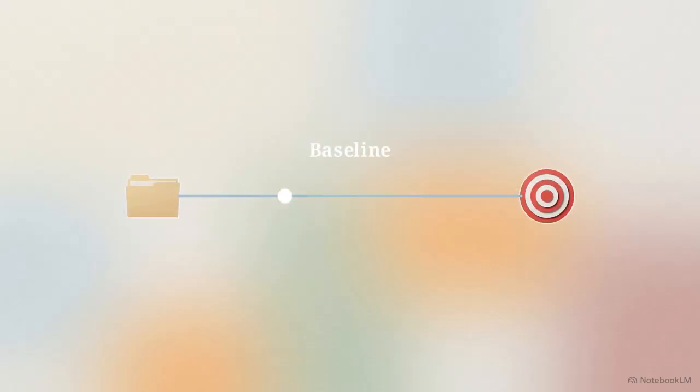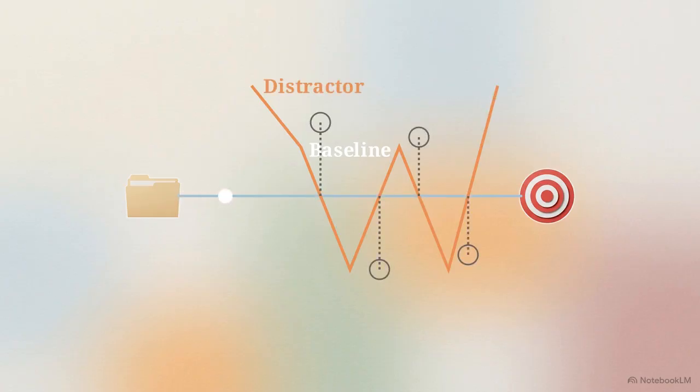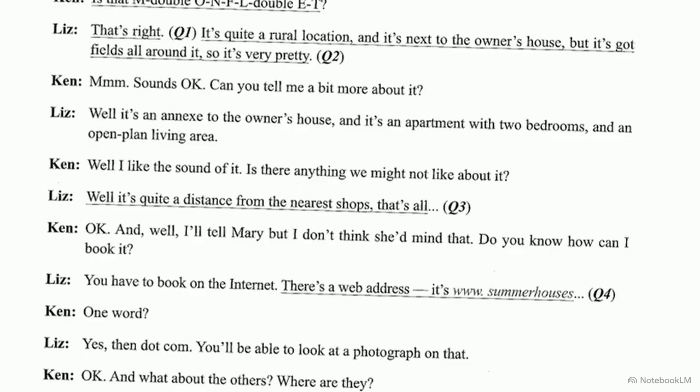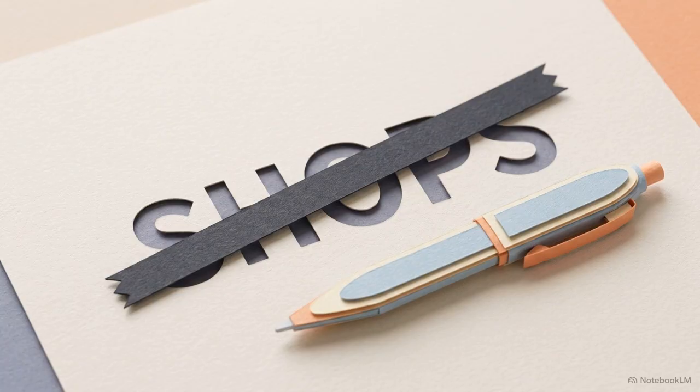Once the baseline is established, designers introduce distractor insertion to complicate basic informational questions. Moving down the page to question 3, the prompt asks the listener to identify a negative aspect of a rental property. The speaker uses the noun shops, inserting it as a trap for anyone listening exclusively for key words without grasping the context. This functions as a contextual distractor.